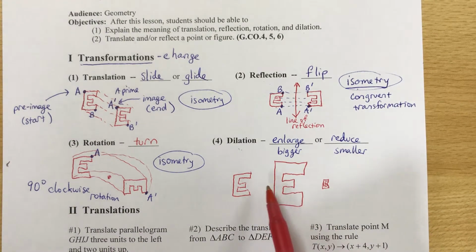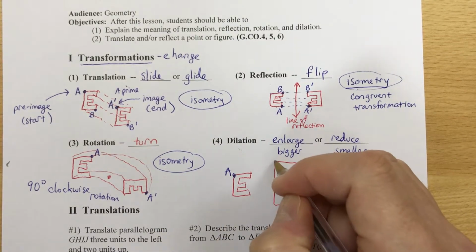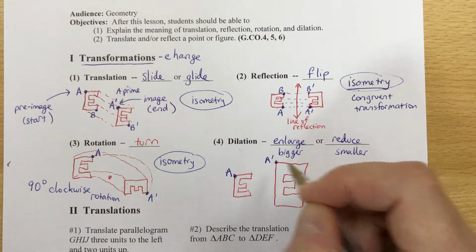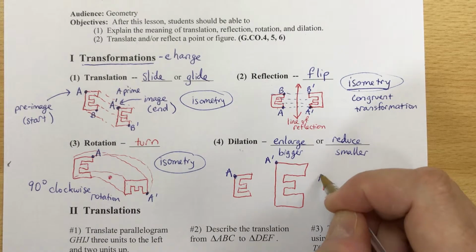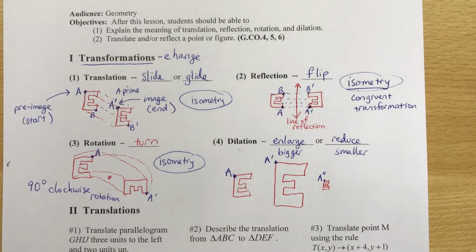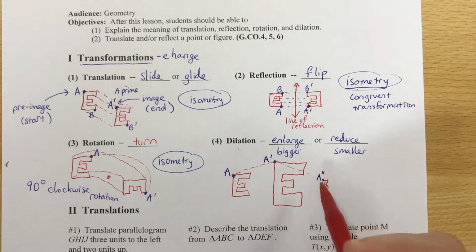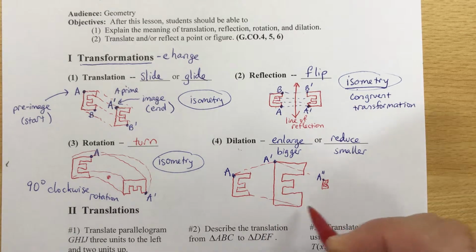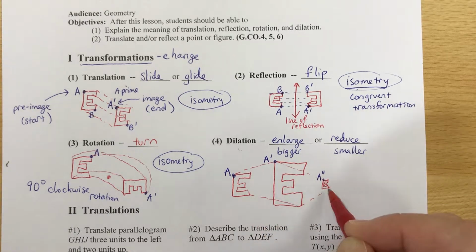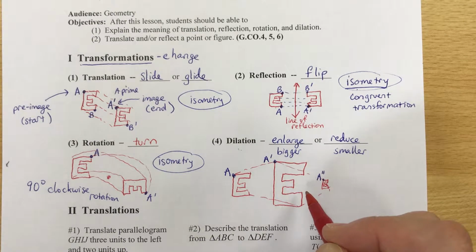These would be dilations. So if I take, here's my pre-image at point A, here's A prime, and if I do this again, then this would be A double prime. I'd put 2 marks right there. Okay, so this is a dilation. This is definitely not an isometry because these figures are not congruent. They look the same, but they're not going to be congruent.